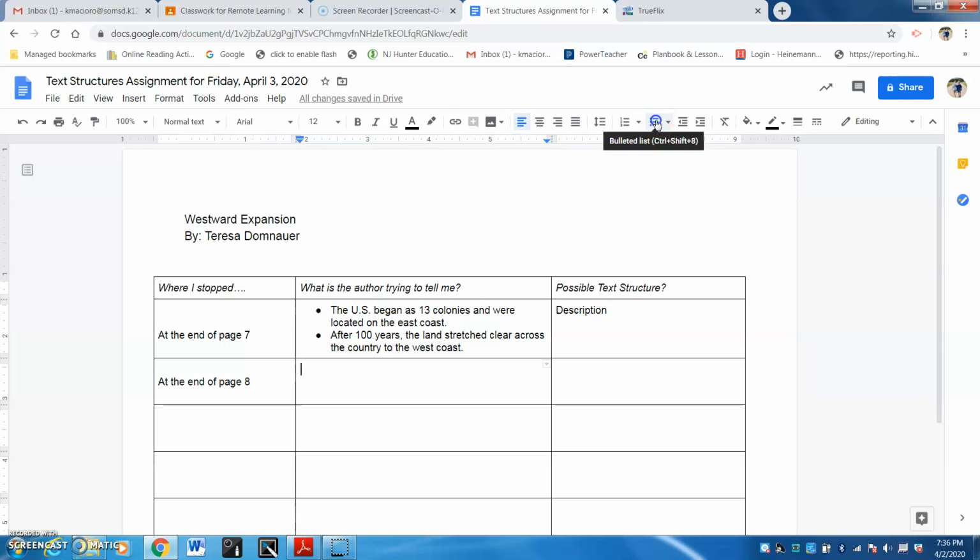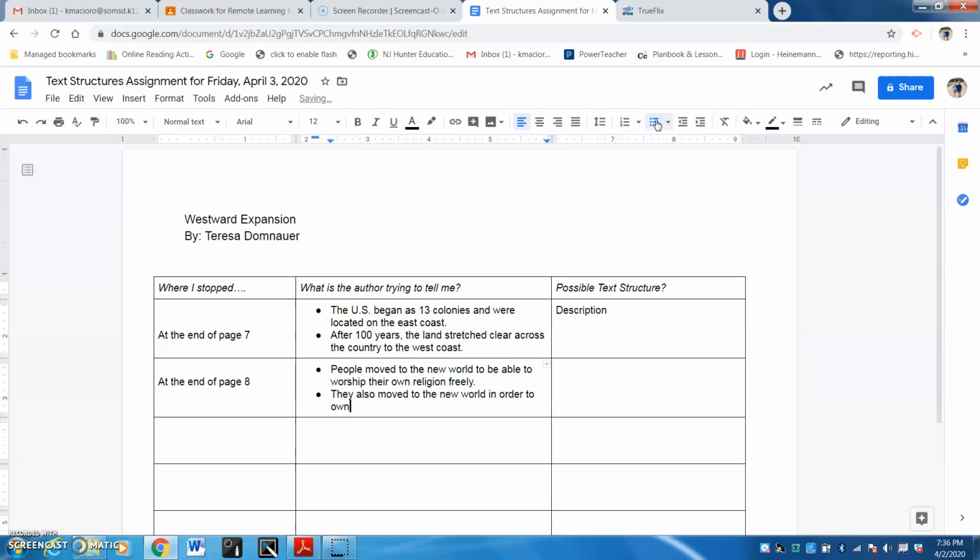And what did I learn here? Well, I learned that people moved to the New World to be able to worship their own religion freely. They also moved to the New World in order to own land and escape wars.